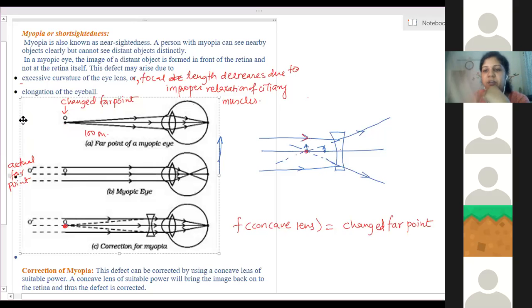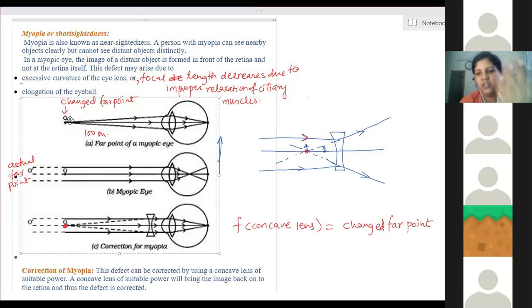So he will see. But the problem is anything beyond this O. Suppose this position is 100-meter distance, because now the position is changed from infinity to 100 meters. So anything within 100-meter distance, the person is able to see, but anything beyond 100-meter distance, the person is not able to see. Why? Because you can see here O dash position, which is beyond O, more than 100-meter distance.